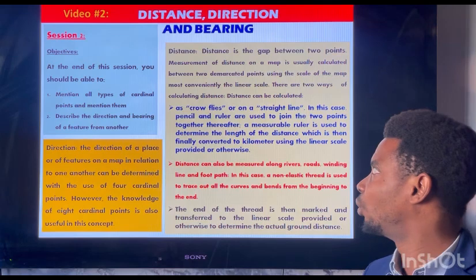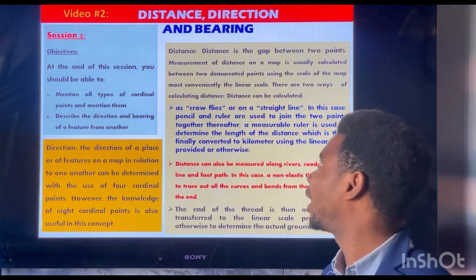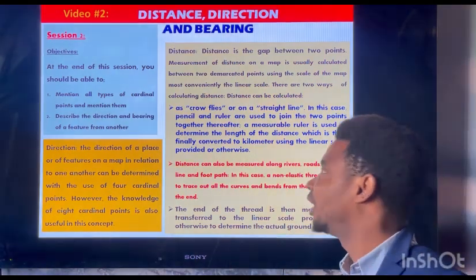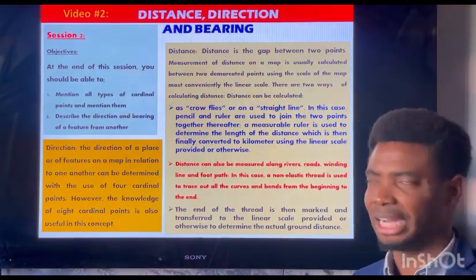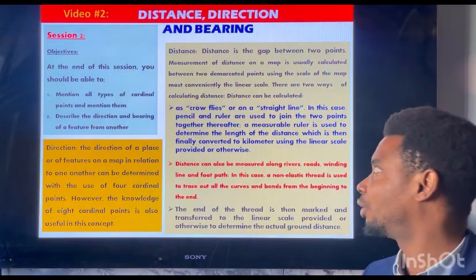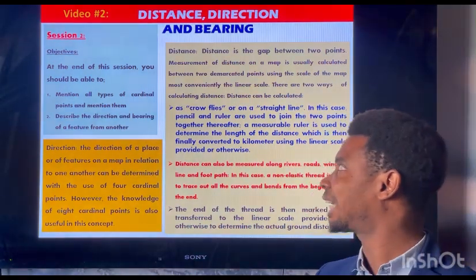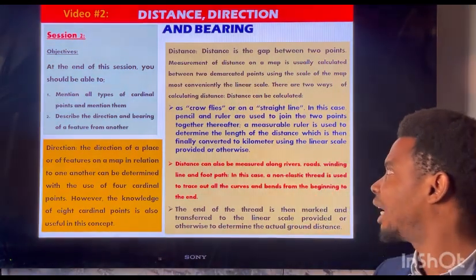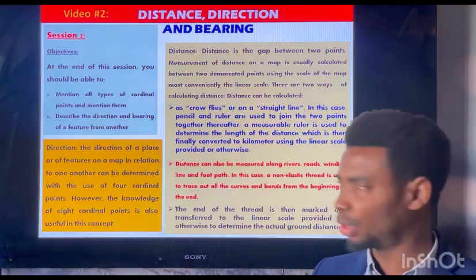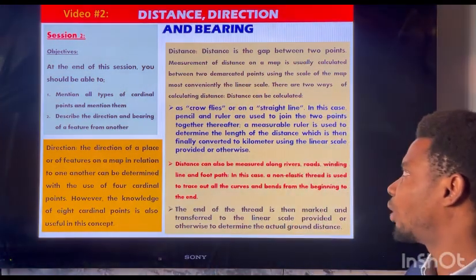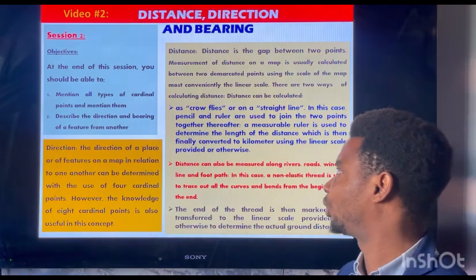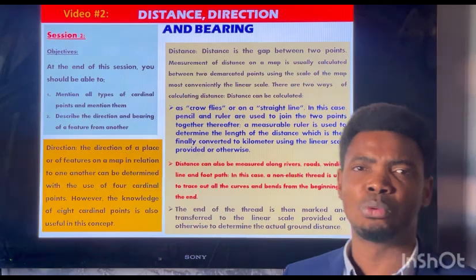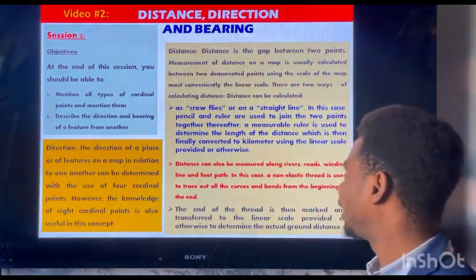Now this is video 2, this is session 2, and what we are going to be learning in this session is distance, direction, and bearing. At the end of this session, you should be able to mention all the types of cardinal points, name them. Number 2, you should be able to describe the direction and bearing of a feature from one another.